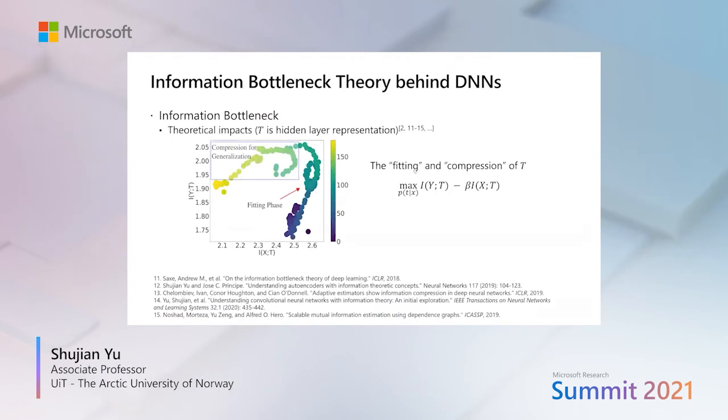With the state-of-the-art matrix-based entropy functional, we measure the mutual information values between X and T and between Y and T in the training of deep neural networks, and we plot the information plane. The x-axis of the information plane is the mutual information between X and T, and the y-axis is the mutual information between Y and T. The dark blue point here is the mutual information values at the beginning of the training, the green point is at the middle of the training, whereas the yellow point is at the end of the training.